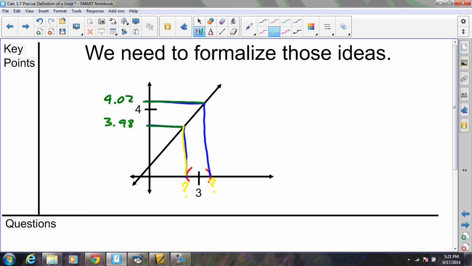And more generally, we're not just going to say things like 4.02. We could pick any plus or minus we want. We could have 4.001, 3.999. What are the x values left and right of 3? Specifically, we're going to have 3 plus something and 3 minus something. We'll need to figure out what those somethings are.